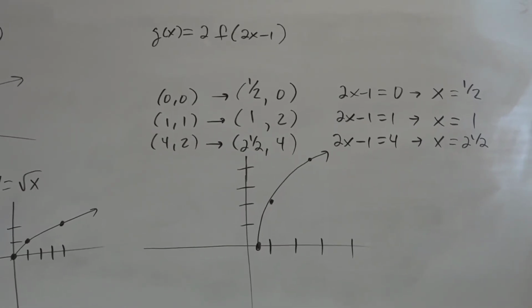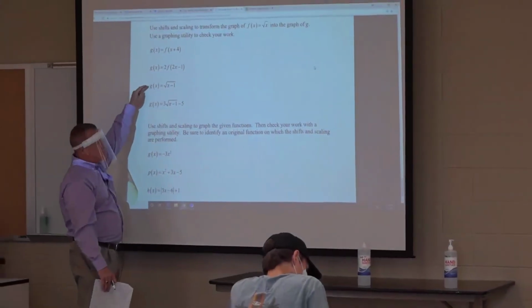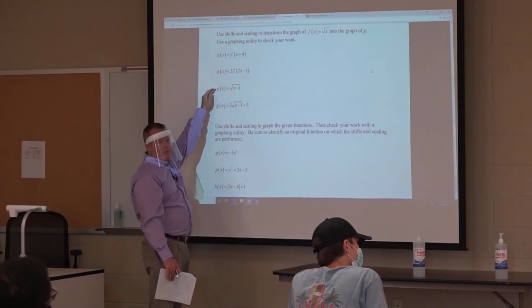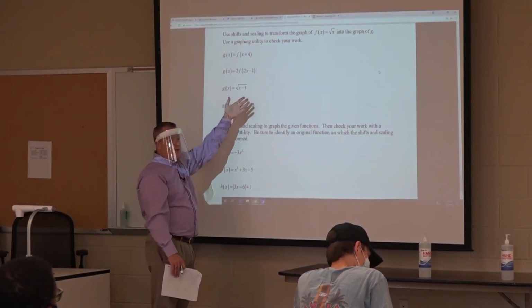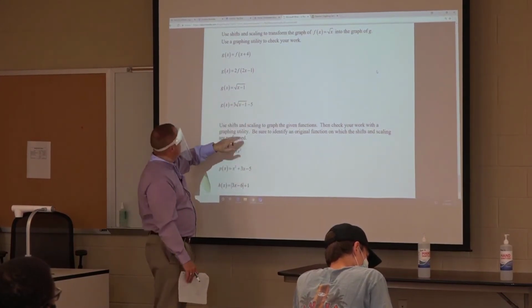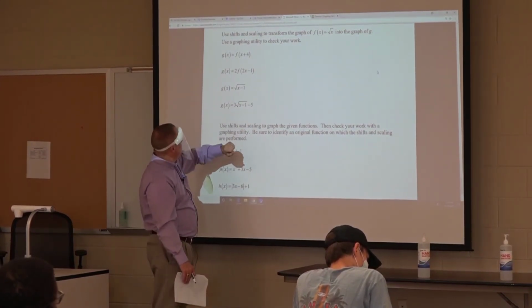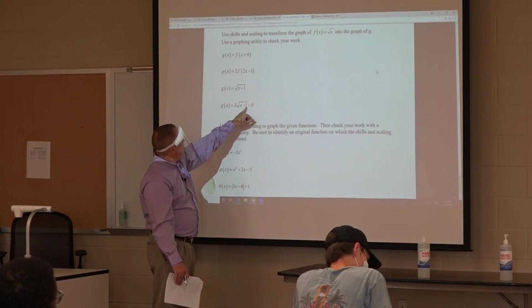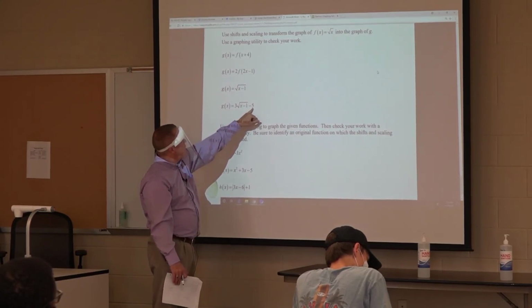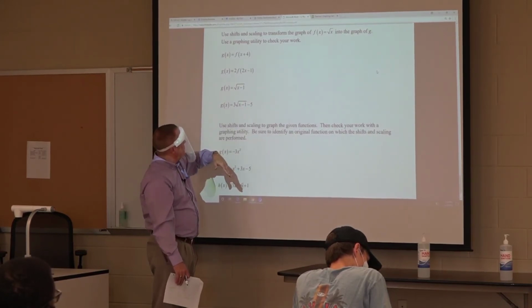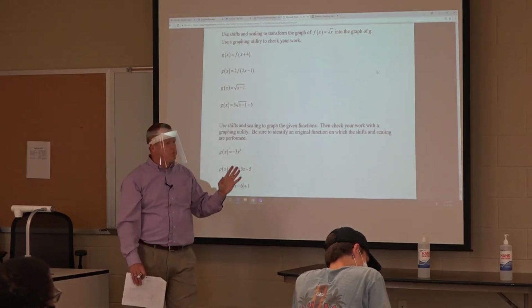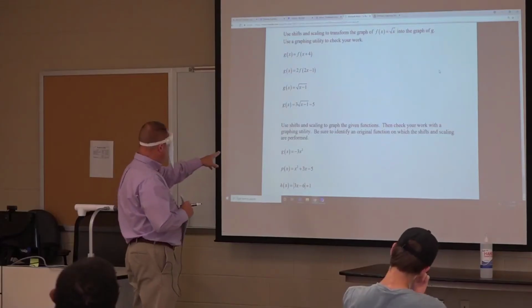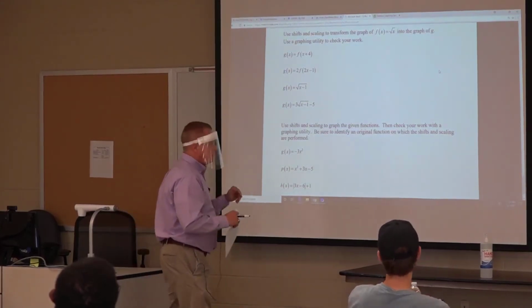Okay. Not going to do this one. That one's pretty easy. Square root of x minus 1. How would that one shift? Minus 1 would go to the right 1 unit. Correct. All right. This one, the minus 1 would move it to the right 1. The minus 5 would be down 5. The 3, you would have to multiply your y's by 3. All right. Those, I guess we'll do those real quick.